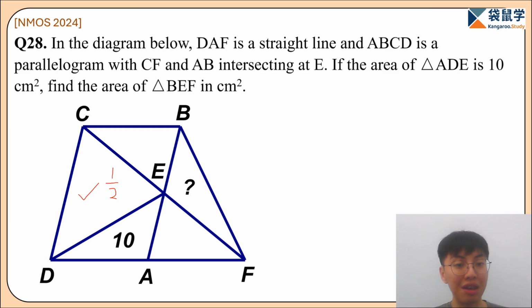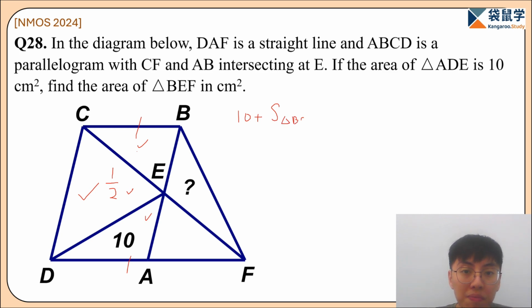Then what else can we infer from this? We can infer that this triangle ADE and the triangle BCE will also together be half of the area of the parallelogram ABCD, because this one right there is half. The other two parts will also be half. So let's write that down. Triangle ADE, we know the area is 10, plus the area of triangle BCE is equal to half of the area of ABCD.